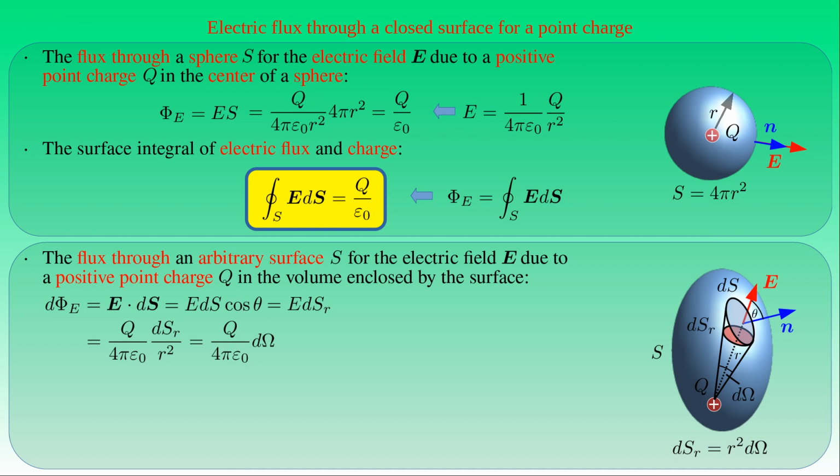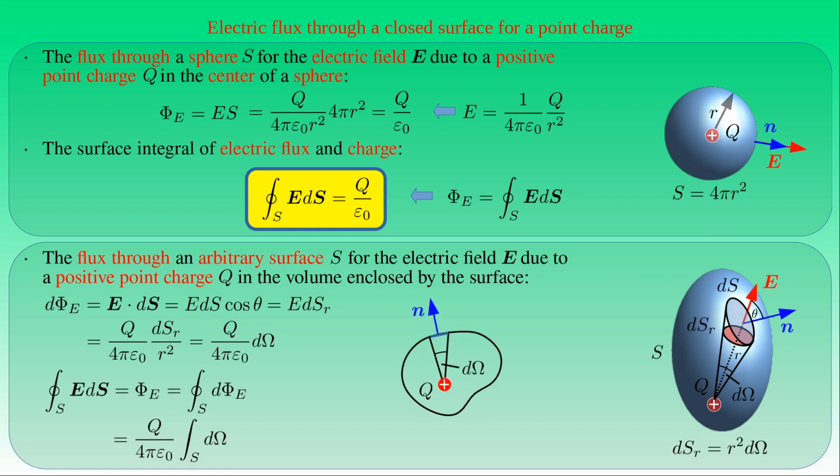We have already seen that the integral of the electric field over the closed surface S is equal to the electric flux phi E through the surface, which is given by the integral of the contribution d phi E over the whole closed surface S. By substituting the result we derived above, we obtain Q over 4 pi times epsilon naught times the integral with respect to the solid angle over the whole surface S. If the surface S is such that the lines originating from the point charge Q intersect the surface only once, then the integral represents the solid angle subtended by the unit sphere, which is 4 pi. This gives Q over epsilon naught, as in the case of the sphere.